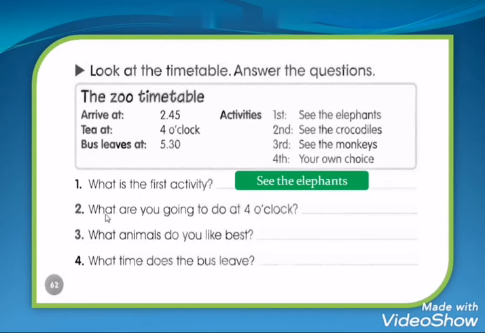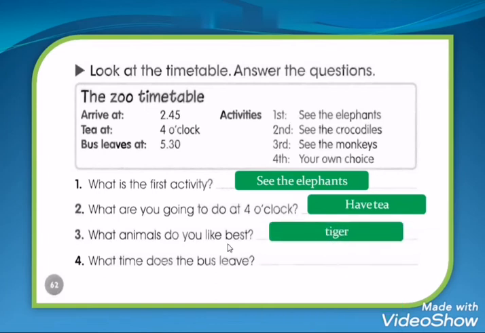Very good. Number two, what are you going to do at 4 o'clock? So, at 4 o'clock, yes, tea. Very good. So, the answer is have tea. Good. Number three, what animals do you like best? أي الحيوانات تفضل أكثر؟ So, this question is for you. You answer it. For me, it is tiger. So, number four, what time does the bus leave? في أي وقت يغادر الباص؟ Yes. At what time? في أي وقت؟ Good. At 5:30. Very good. Now, let's move.